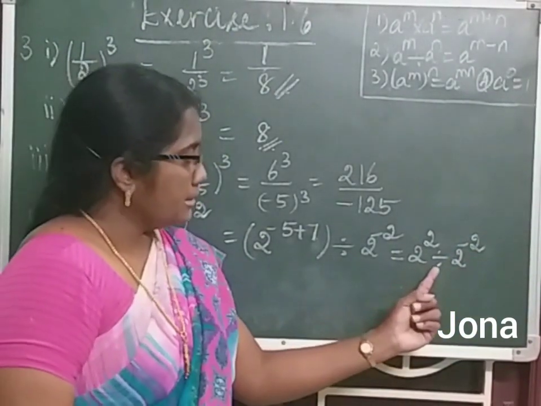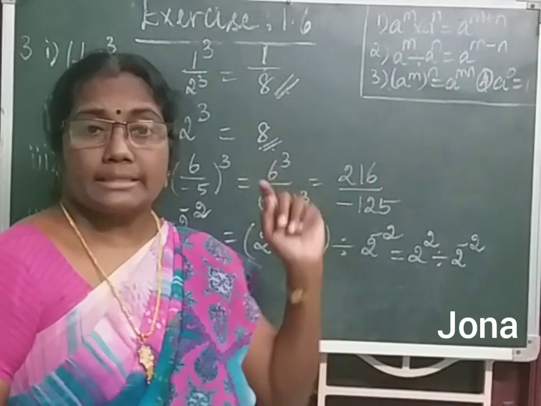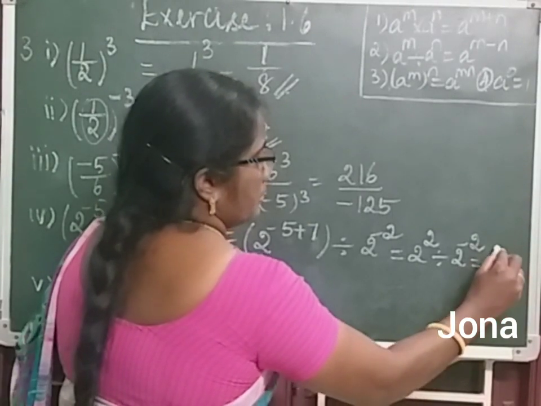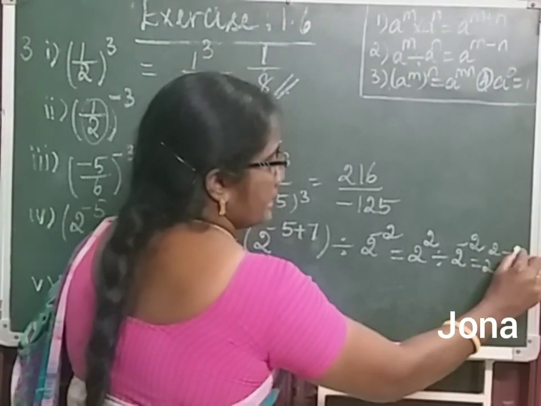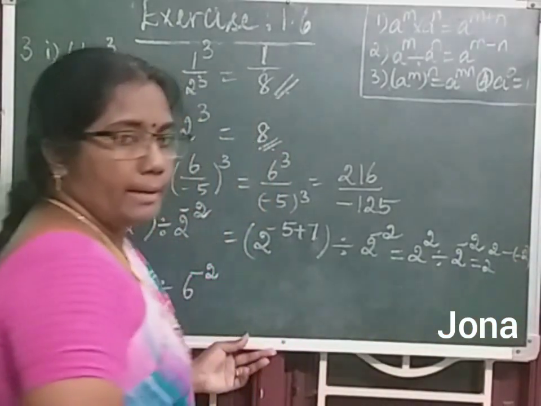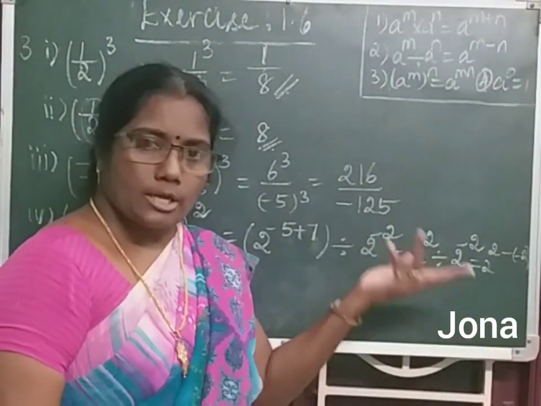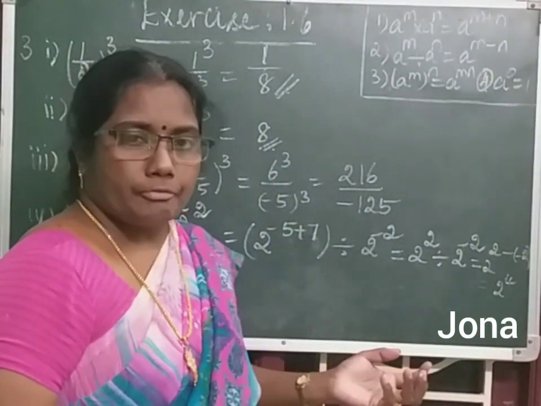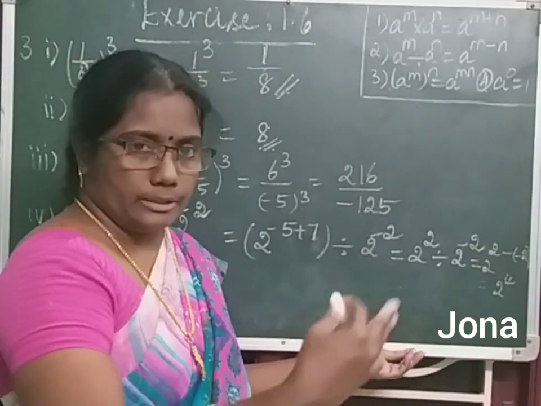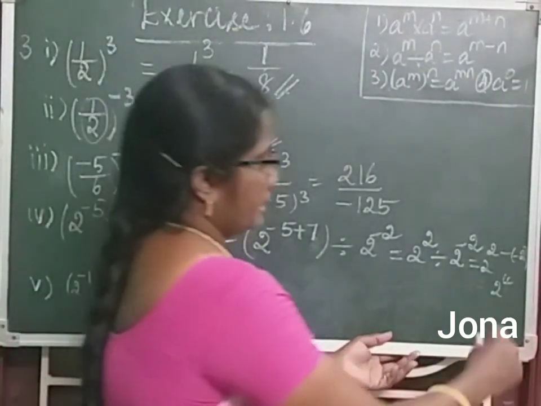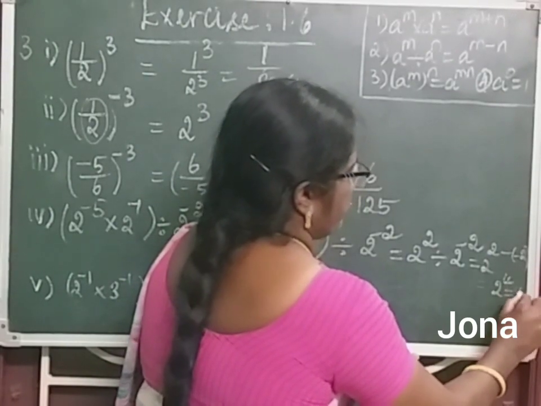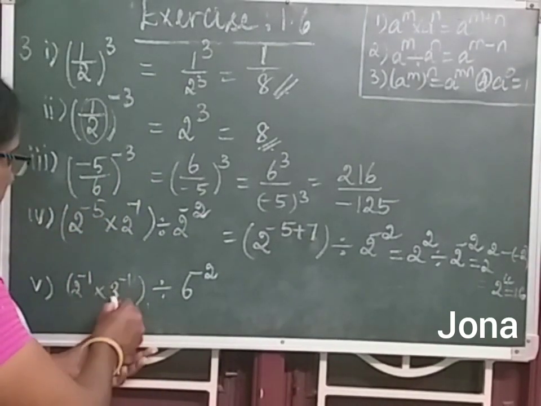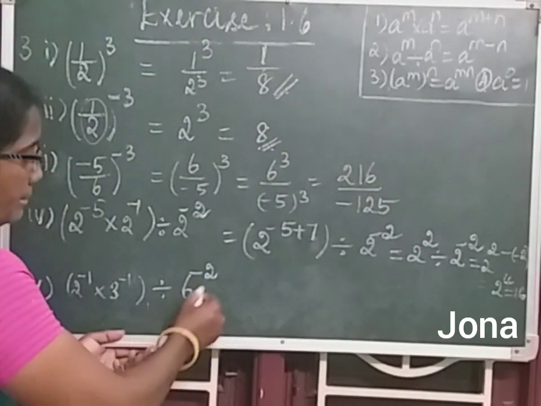When it is in division, you have to subtract the powers. So 2 power 2 minus of this minus 2. That means 2 minus of minus 2 is 2 plus 2, that is 4. So I can write the value as 2 power 4. 2 power 4 is nothing but 2 into 2 into 2 into 2. 4 times I have to multiply, that is 16. Answer is 16.